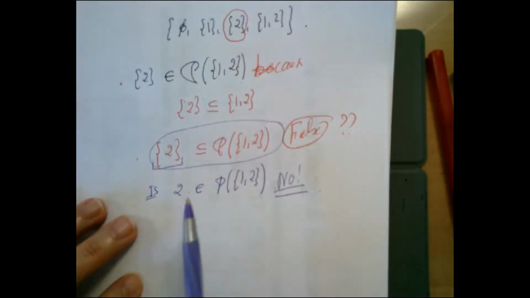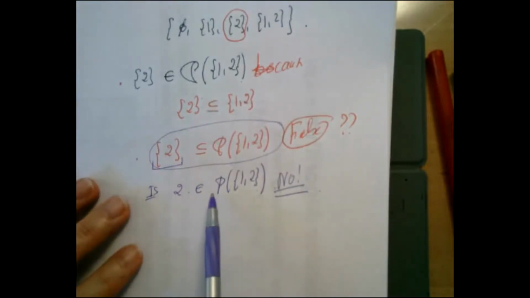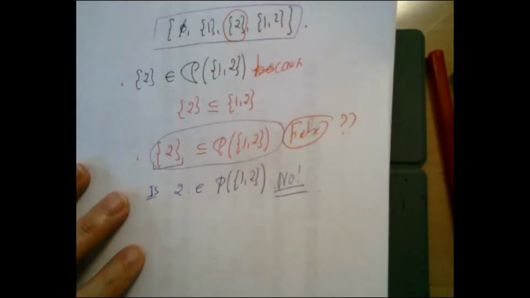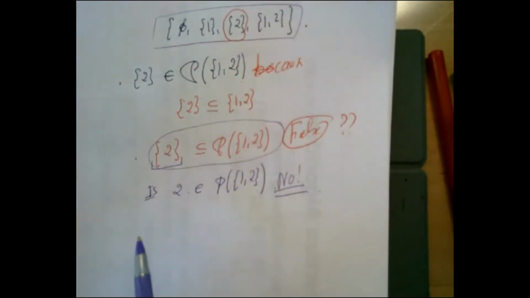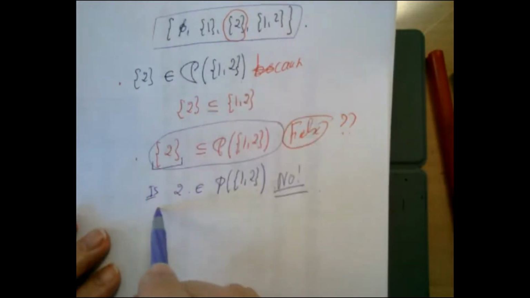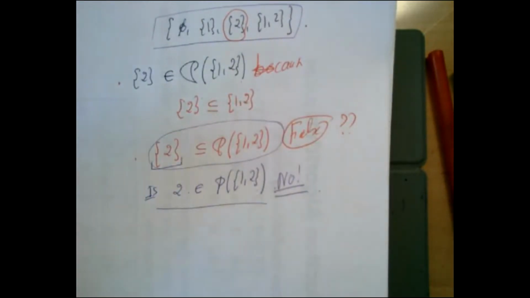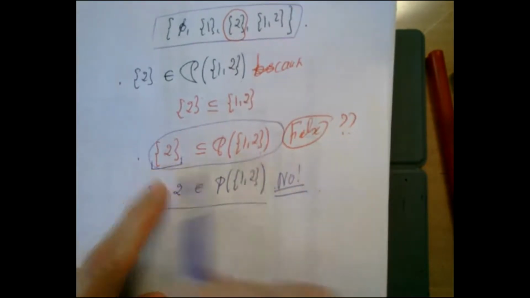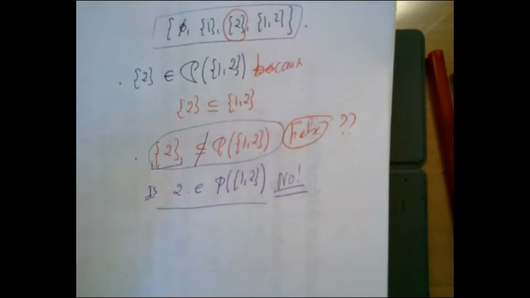Okay, so the elements of the power set are themselves collections of stuff. They are subsets. 2, which is just a number, is not one of those objects. So it's not an element of the power set. Because it's not an element, the set that contains it is definitely not a subset.